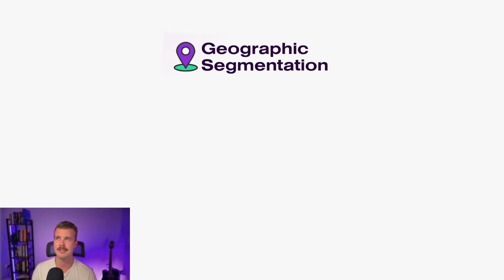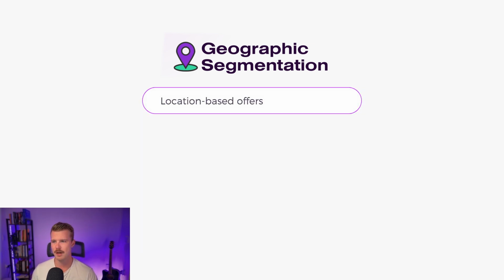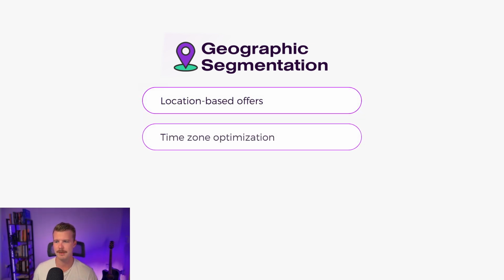The other thing that you can do is geographic segmentation. This can be really helpful, especially if you have brick and mortar stores or you're launching in a certain location. So you could have location-based offers. You could have time zone optimization for when you're sending to people. You could have regional preferences.